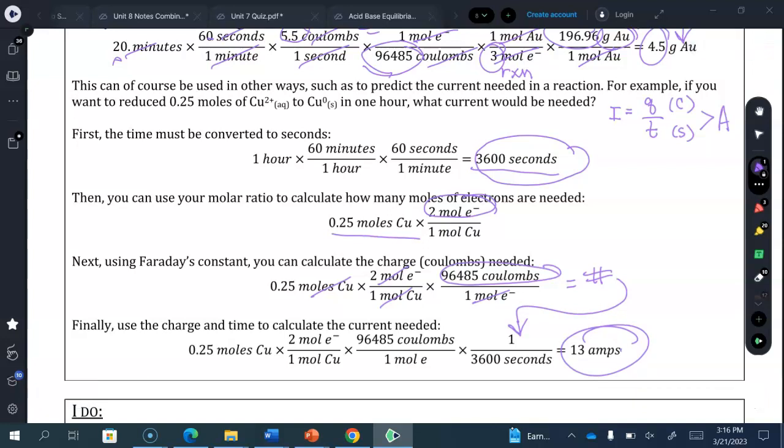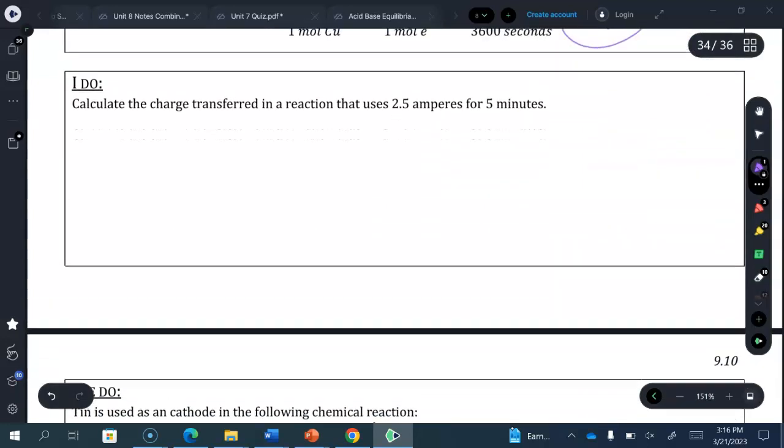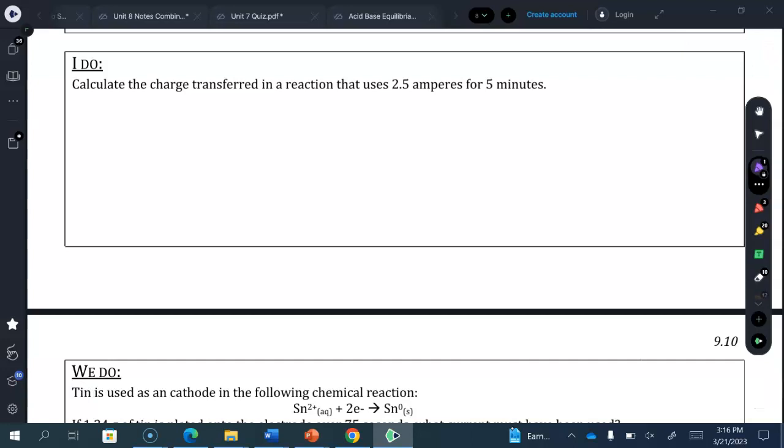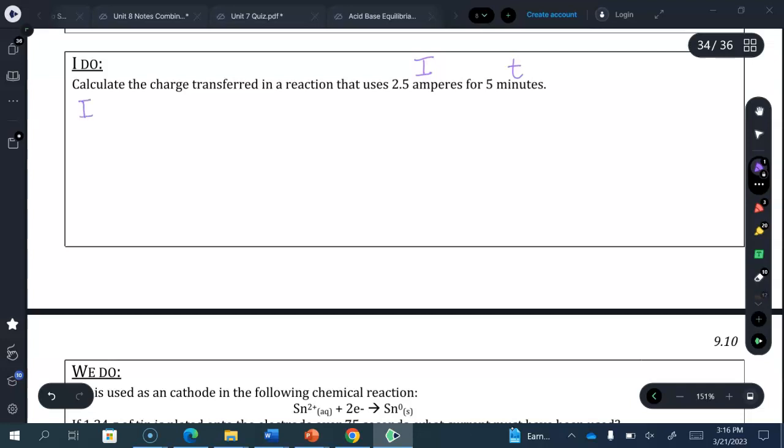Okay. So we have some pre-worked examples for us. Now let's take our turn and apply it to the I do and the we do. So calculate the charge transferred in a reaction that uses 2.5 amps for 5 minutes. Remember that this is I, and then 5 minutes is T. So that tells me I'm going to use, and then charge transferred is Q.